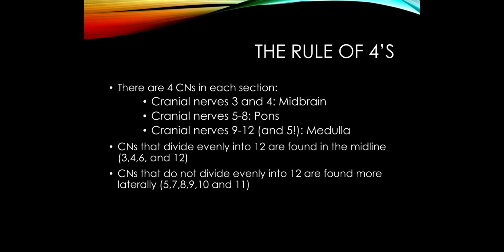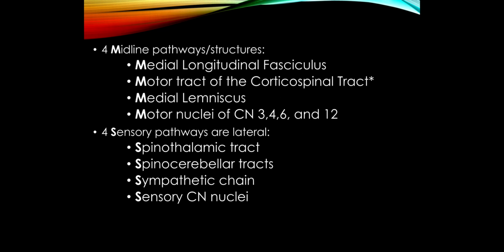Cranial nerves that divide evenly into 12 are found in the midline. So this is quite helpful. We'll see cranial nerves 3, 4, 6, and 12 as midline nuclear groups. And the others that don't, we will find more laterally. As an exception, the 7th nerve, although it starts out medially, is both medial and lateral. So that would be one that's a little bit of an exception.